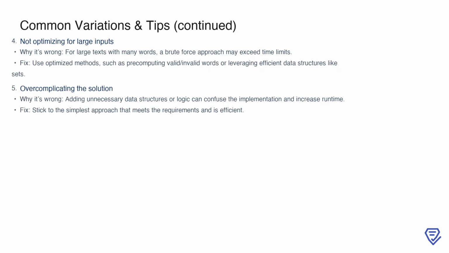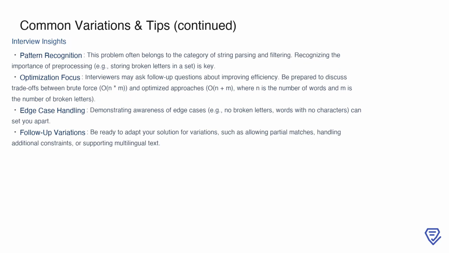to minimize redundant operations. Another common mistake is overcomplicating the solution. Adding unnecessary data structures or extra logic might make the code harder to understand and even slower in practice. The best approach is to keep your implementation as simple as possible while meeting the problem's requirements and ensuring efficiency. Next, let's discuss some key interview insights related to this problem.